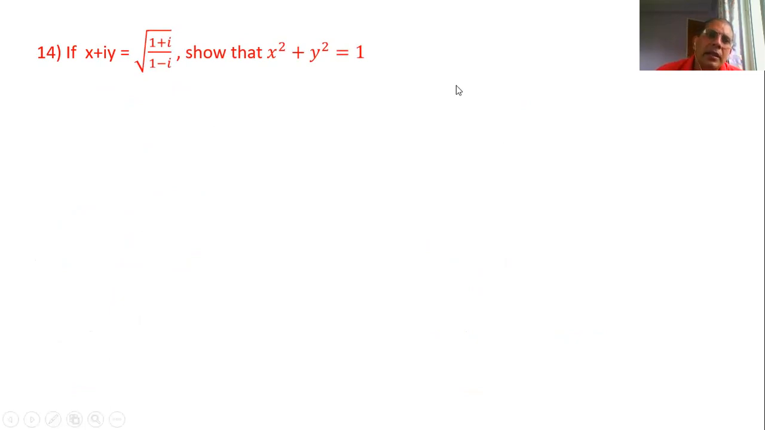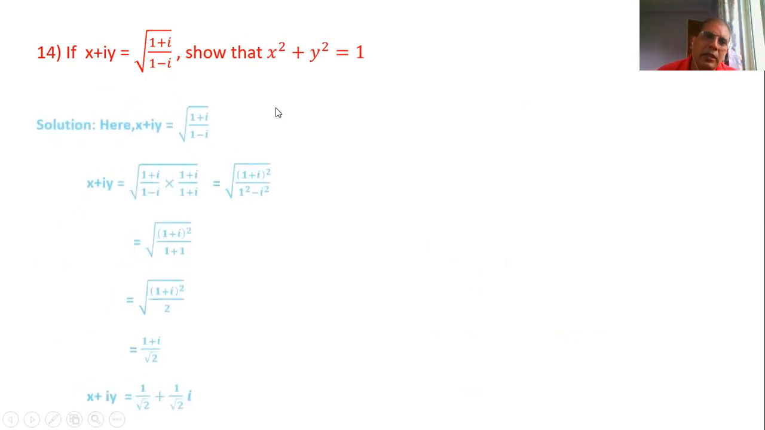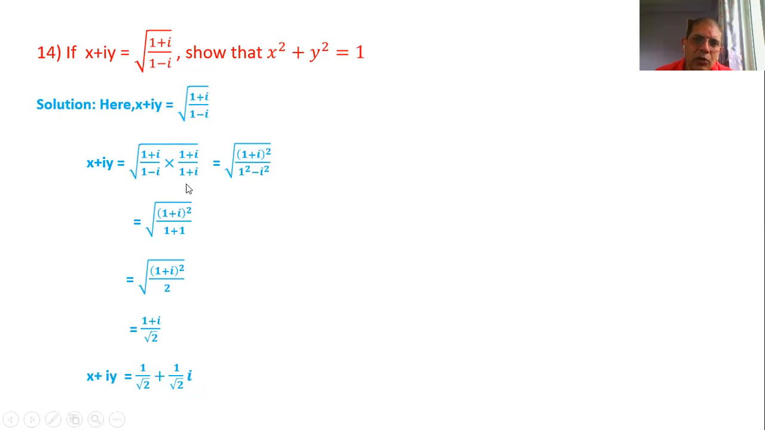So x plus iy is equal to root under (1 plus i) by (1 minus i). Now for this one you should get a single term. This is in the form of a plus ib. So first try to convert this term into the form a plus ib, then after that you can show this. Now you can rationalize inside the root. It is (1 plus i) whole square divided by 1 square minus i square. It is (a minus b)(a plus b), and it is whole square this one, and i square is minus 1, minus minus plus 1.